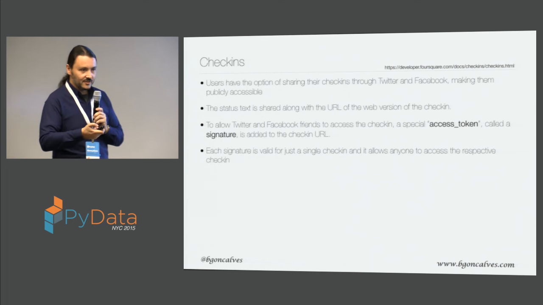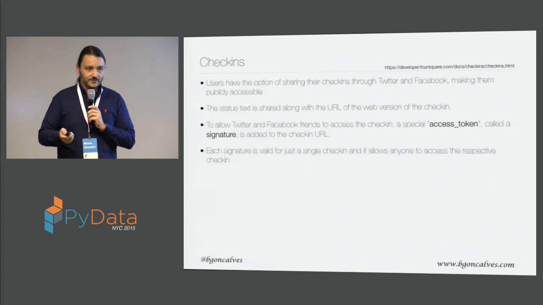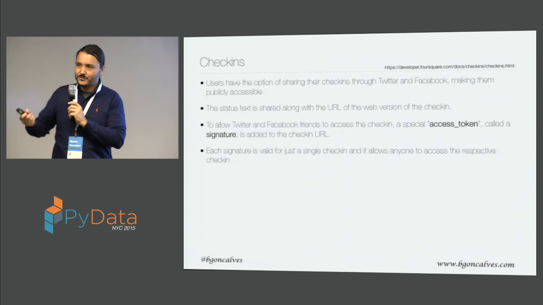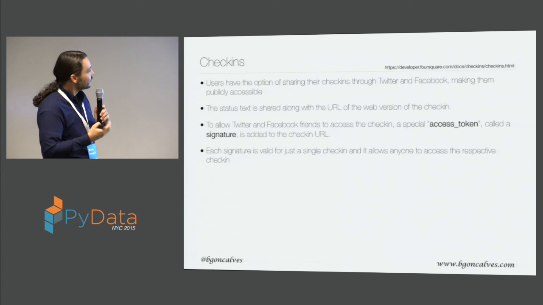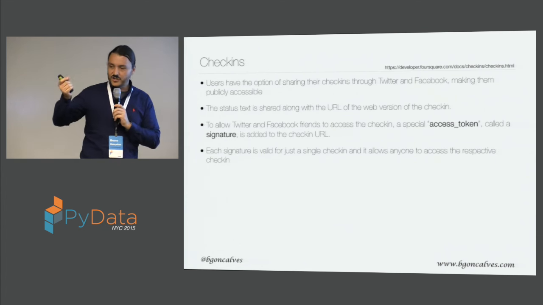So I can check in on a place on Foursquare. I'm very self-conscious about my privacy, so I don't allow anyone on Foursquare other than my friends to see it, but then I publish it on Twitter and everybody can see it. The status text is shared along with the URL to a web version of the check-in.